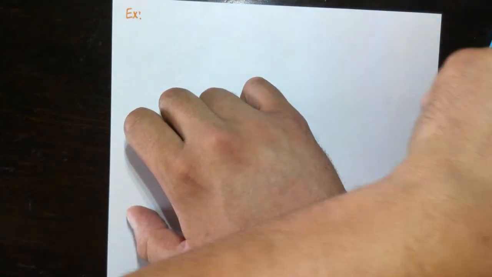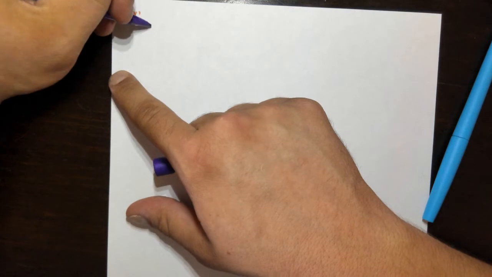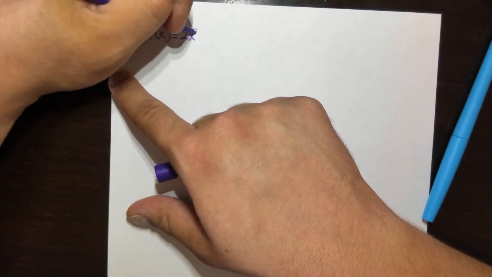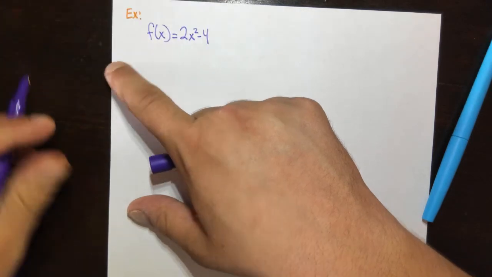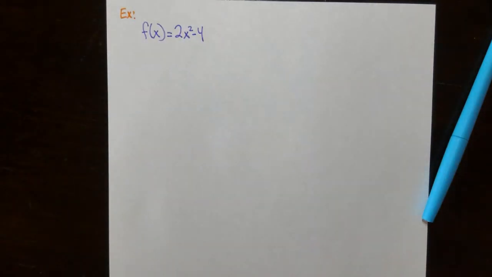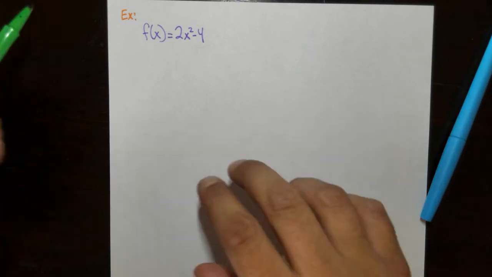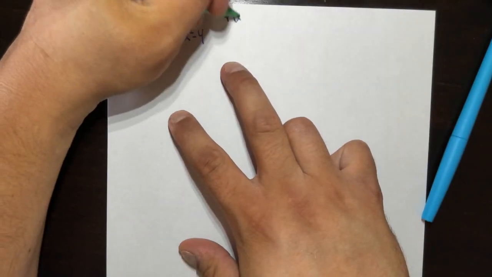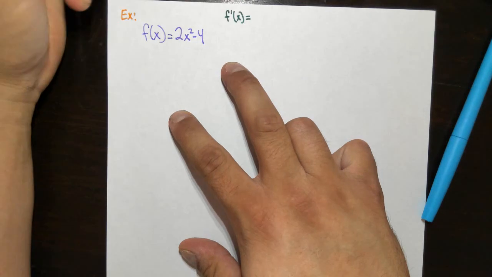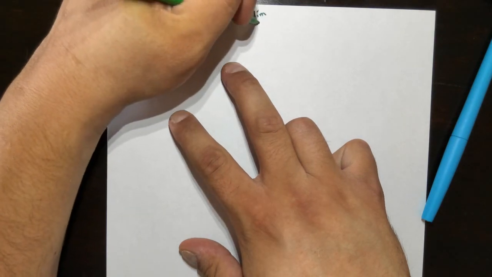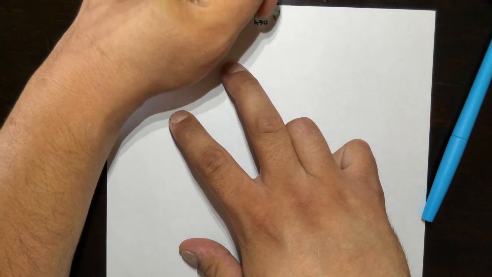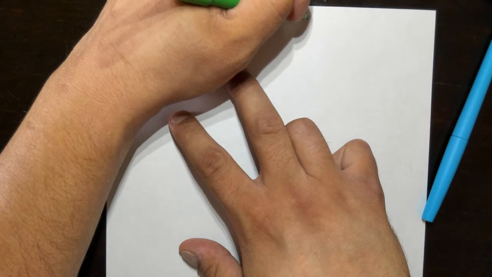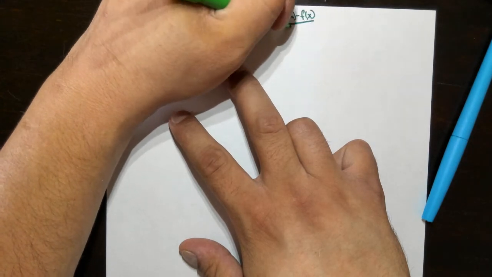Let's say now we have f of x is equal to 2x squared minus 4. I'm going to write our difference quotient just so we have it. So f prime of x is equal to the limit as h approaches 0 of f of x plus h minus f of x, all divided by h.